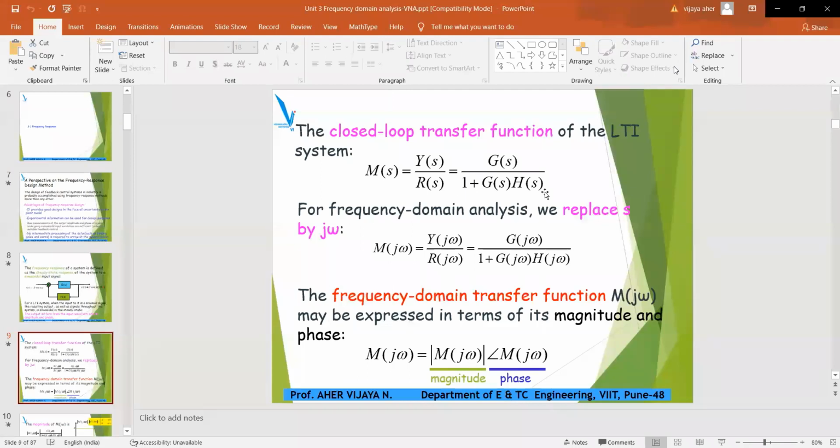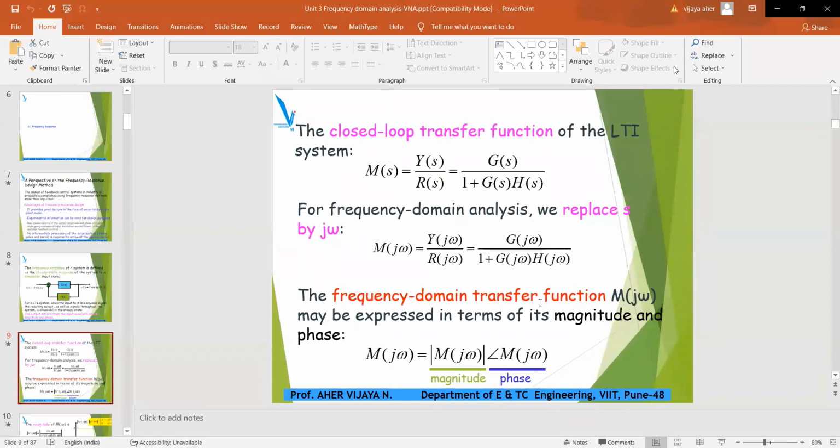But in frequency domain analysis, what you have to do is replace this s by j omega and write the transfer function. In frequency domain analysis, the transfer function is denoted by M(j omega) = Y(j omega) divided by R(j omega). Just put s equal to j omega and you will get M(j omega) = G(j omega) divided by 1 plus G(j omega) H(j omega). You have to remember this term, which you have studied already.